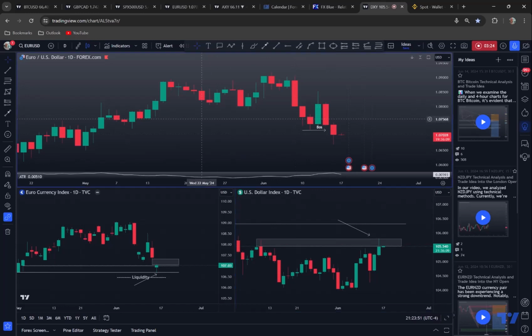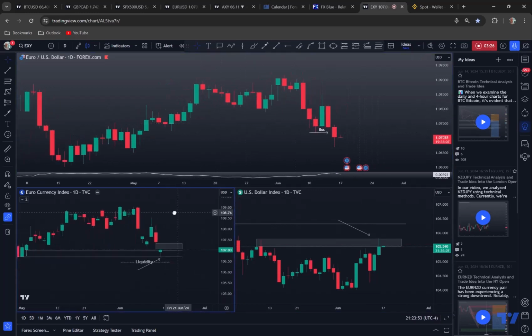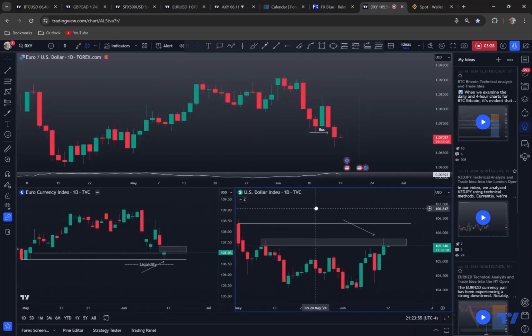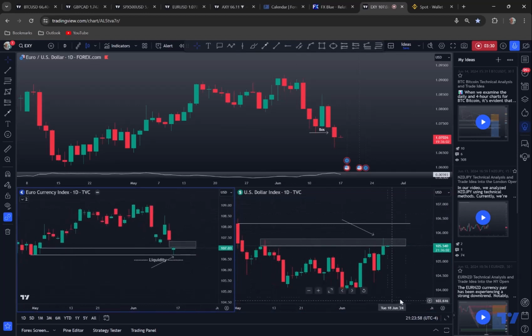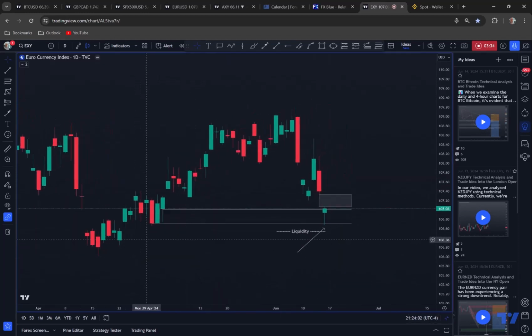So we're looking to trade the euro dollar. Let's have a look at the euro index on the left and the dollar index on the right. I'm going to open up the euro index. The things that I was looking at in this chart are, we can see that the euro index is definitely under pressure. And the draw on liquidity is the lows, or the sell stops resting under these lows. So I've marked it up, liquidity pool.